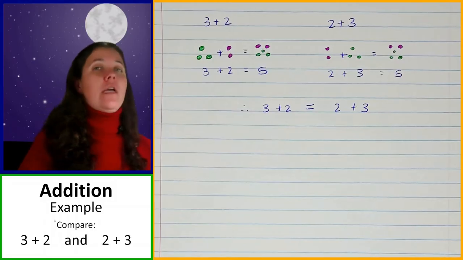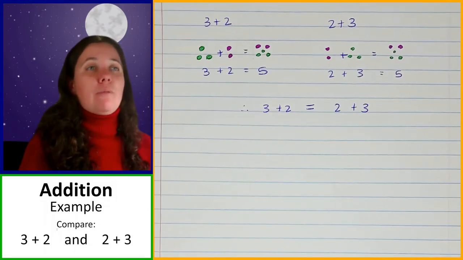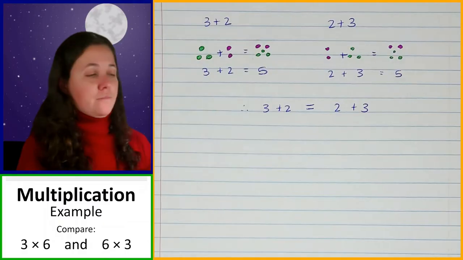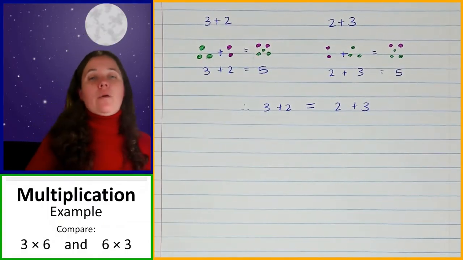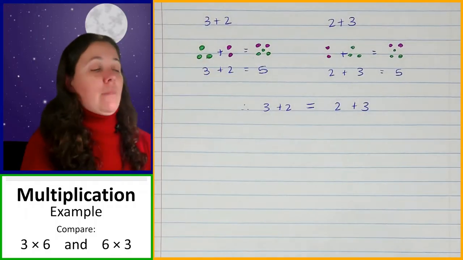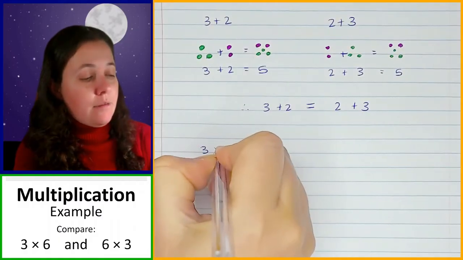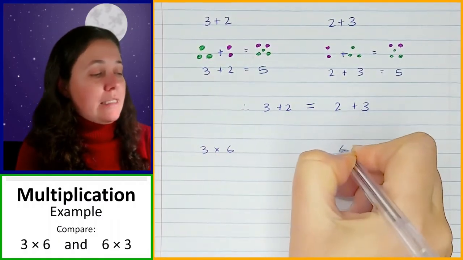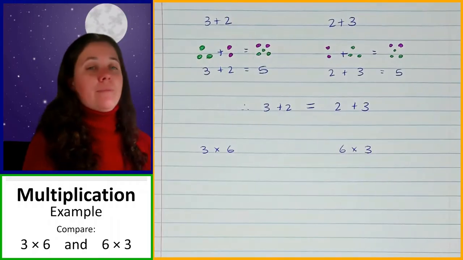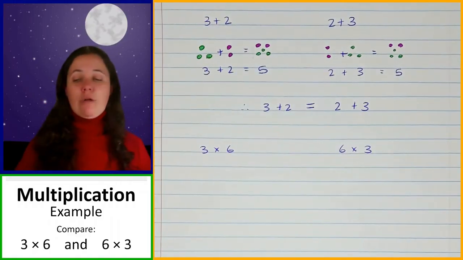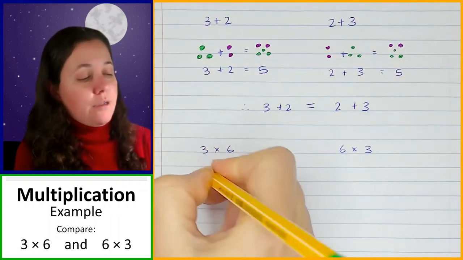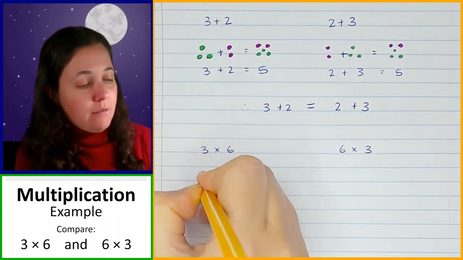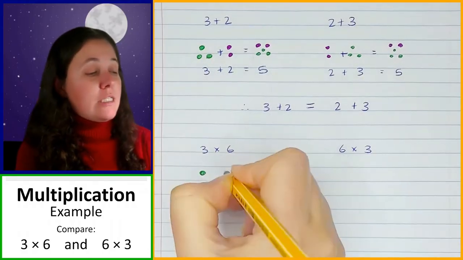Okay, so now let's have a look at the commutative property with multiplication. Now in this example, we are going to be comparing again two different problems. One is 3 multiplied by 6, and the other one is 6 multiplied by 3. Okay, so in 3 multiplied by 6, I have basically got groups of 3, but there are 6 of those groups.